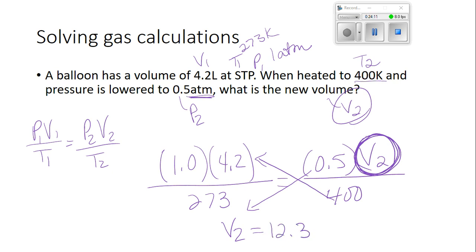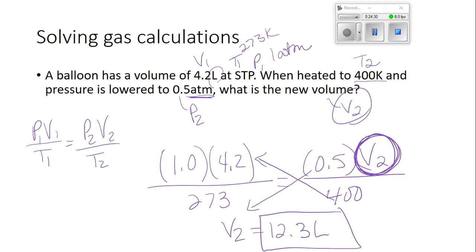12.3. I'm going to go with the 10th place instead of the sig figs because it looks like I'd only use one sig fig and that wouldn't make any sense at all. So I'm going to keep it at 12.3. The unit here was liters, so I'm going to keep liters. So it makes the most sense for me to use the 10th place here in this calculation.